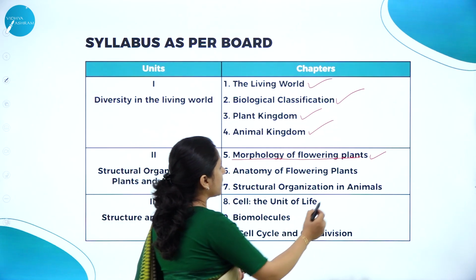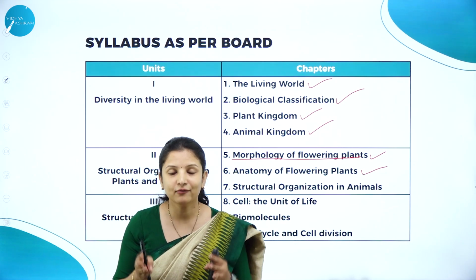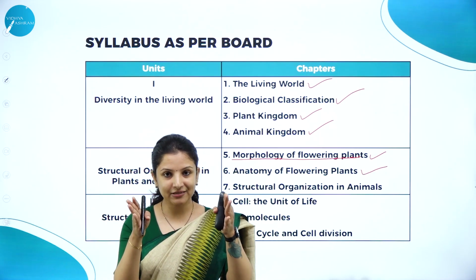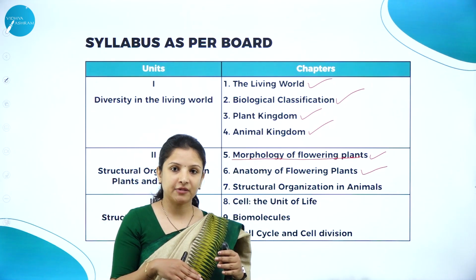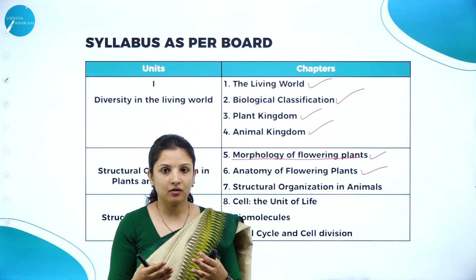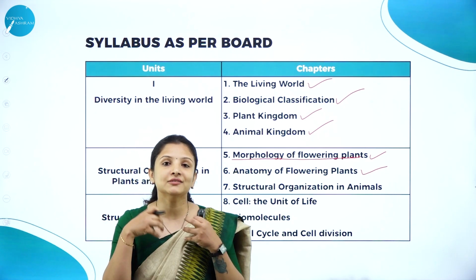Next, we'll move on to anatomy of flowering plants. So, morphology means when you look at a plant, what all the characteristic features you can see in them, that you'll study under chapter 5. When you move to chapter 6, you'll study deeper, wherein you'll take a section of the plant. When you take a section of the plant, how the cells are arranged.